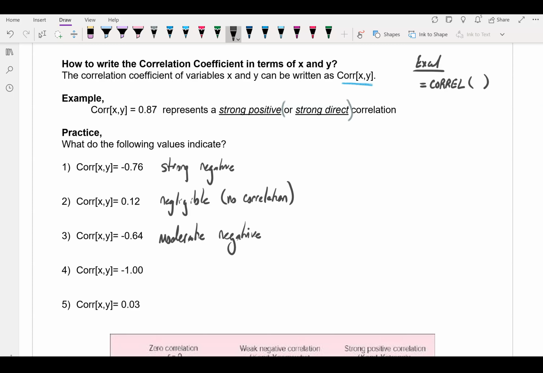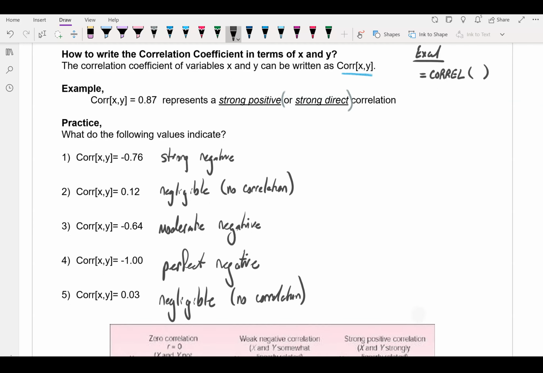Number 4, negative 1. That's a perfect negative correlation. And 0.03 still lives in the weak to negligible range. Even though it technically looks like it's not just 0, we still would not be able to take it as a correlation. Basically, there's no correlation. We can't trust that. That could be just a little blip in the data.